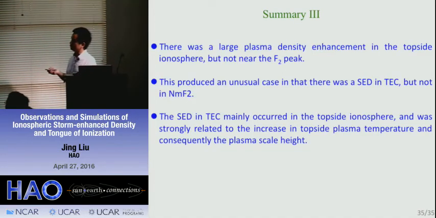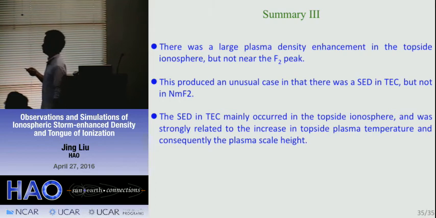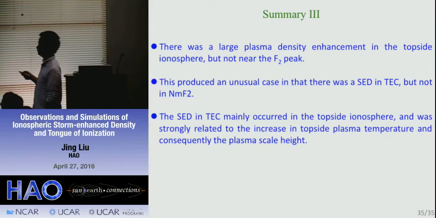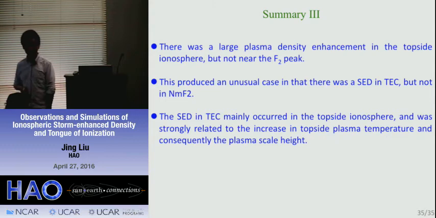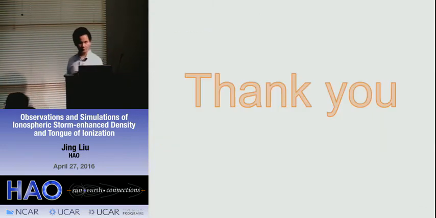So this is a summary for the third part. There was a large plasma density enhancement in the top side ionosphere, but not near the F2 peak. The F2 peak shows a negative storm effect. This produced an unusual case in that there was an SED in TEC, but not in NmF2. The TEC enhancement mainly occurred in the top side ionosphere and was strongly related to the increased plasma temperature and consequently plasma scale height. Okay, thanks for your attention.